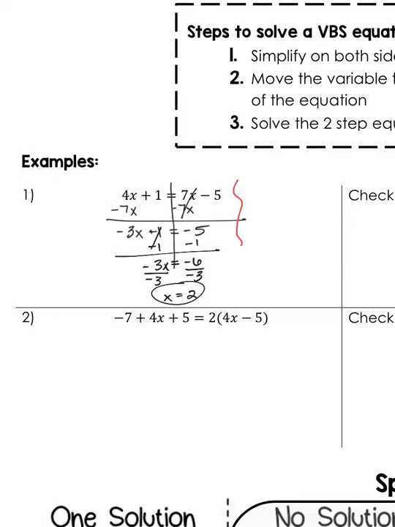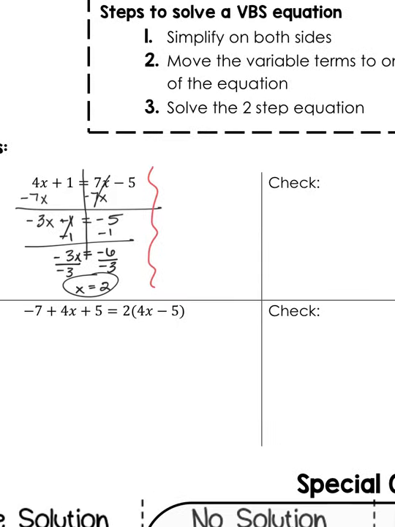Okay, here's the other option. I could also solve this equation. I'm going to do the same exact one, except I'm going to change the first step. So now instead of moving my 7x term, I'm going to move the 4x. To cancel out a positive 4x, I have to subtract 4x on both sides.